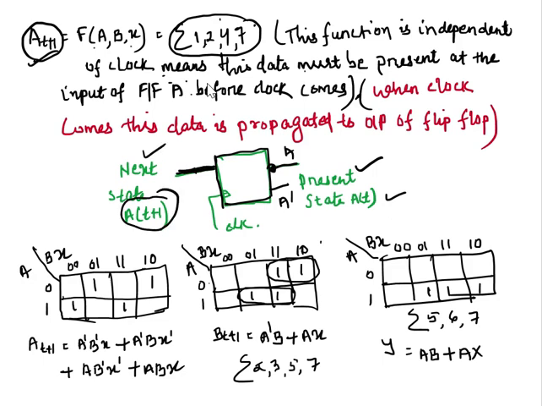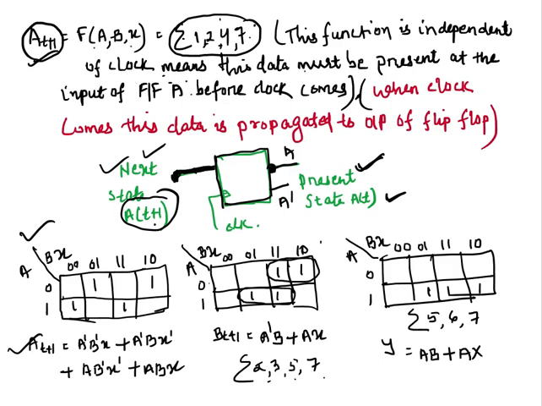So what we have to remember here is the output of a flip flop is the present state, that is A(t), and the input to a flip flop is the next state, this is A(t+1). Whatever data we have here, this A(t+1), is the sum of 1, 2, 4, 7. If you solve this using a K-map, this is the logic we get for A(t+1). And B(t+1) is a function of 2, 3, 5, 7.